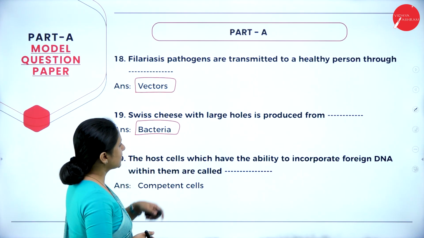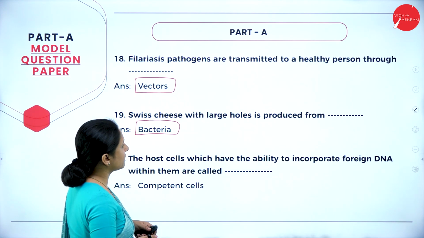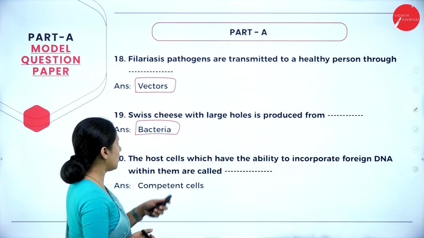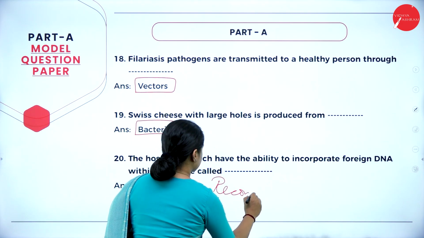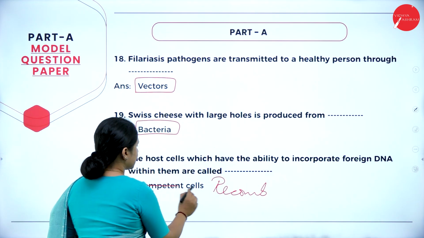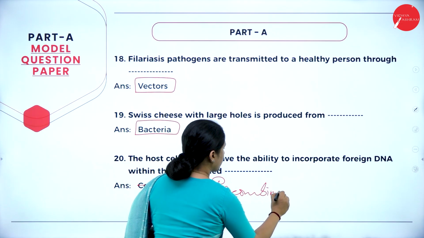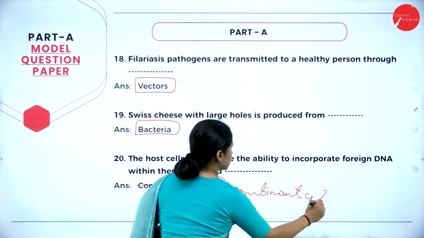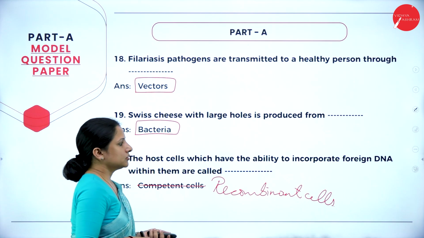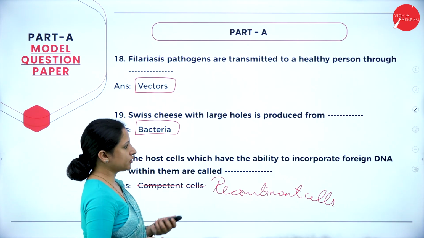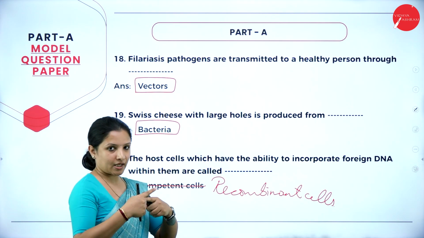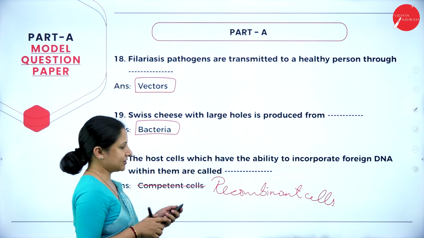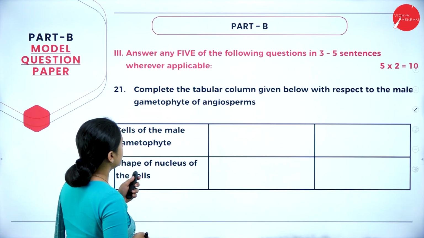Next question. The host cells which have the ability to incorporate foreign DNA with them are called recombinant cells. It's not competent cells, but they are called recombinant cells. So the host cells which have the ability to incorporate, that is to recombine the foreign DNA, we call them recombinant cells. So recombinant cells is the right answer here.